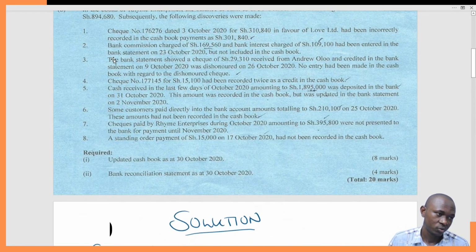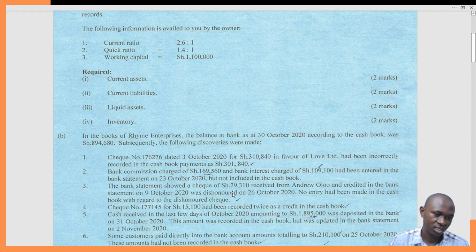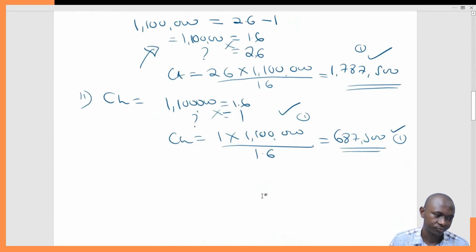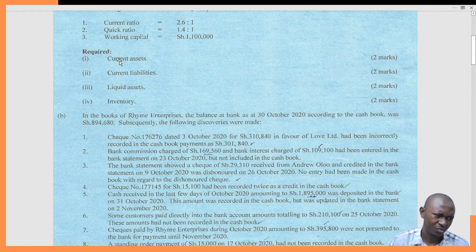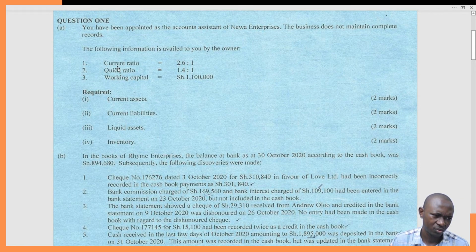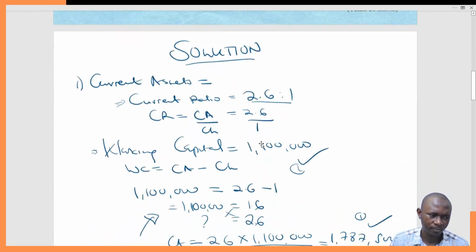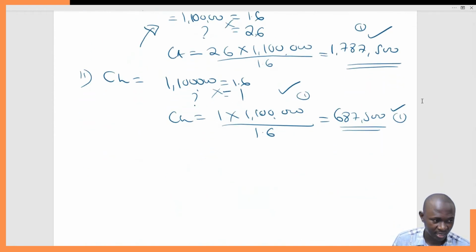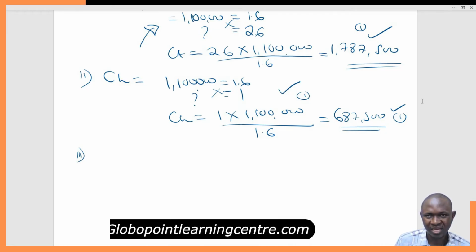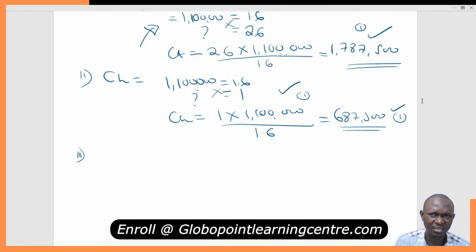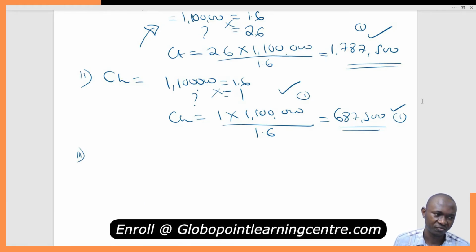Then we go to item number 3, liquid assets. It's also 2 marks. Liquid assets has everything to do with the quick ratio, so it's very good you get this quick ratio right, 1.4 to 1. Liquid assets are assets that can easily be converted into cash. It's even more liquid than the current assets, because current assets has inventory and prepayments. But with liquid assets, we are talking about the assets that can easily be converted into cash.